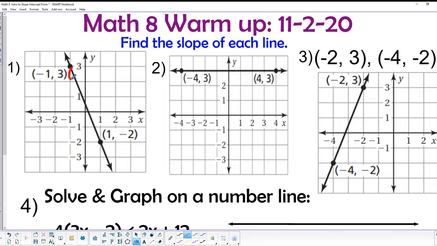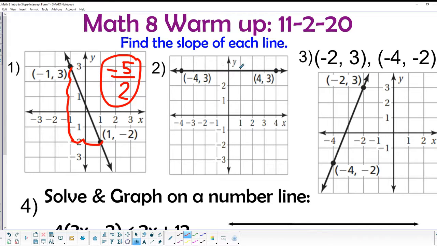We have to go down 1, 2, 3, 4, 5. So down 5. That number goes on top because that's the change in y. And then over to the right, 2. So that is our slope, -5/2.